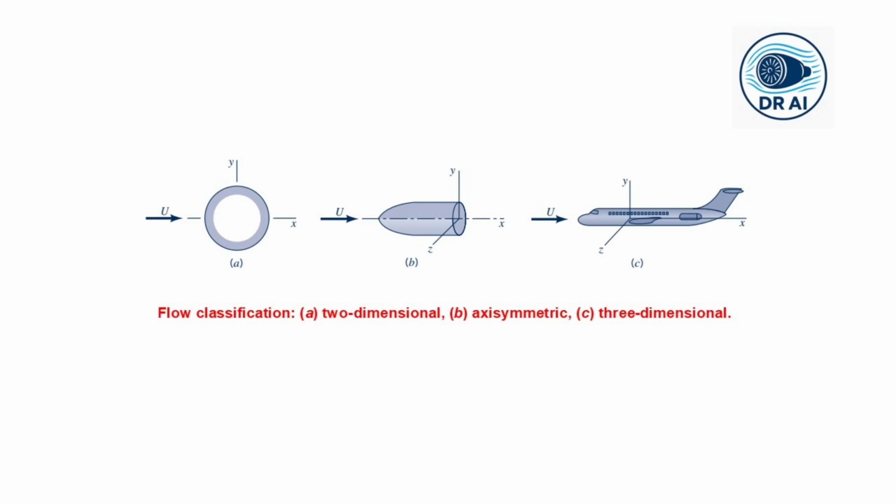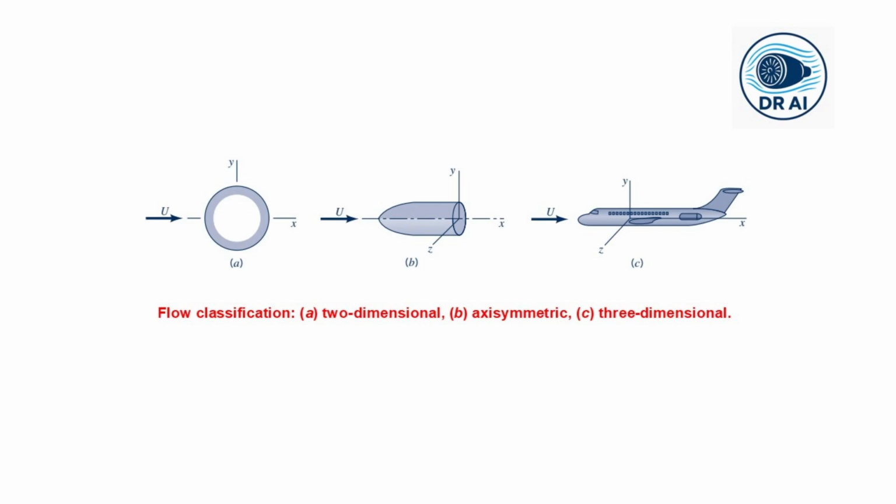So, the second one in this particular figure is the axisymmetric bodies. These are formed by rotating a cross-sectional shape about an axis. A submarine hull or a rocket body fits here. The third figure shows the three-dimensional body. These may or may not have symmetry. Most real objects fall here.